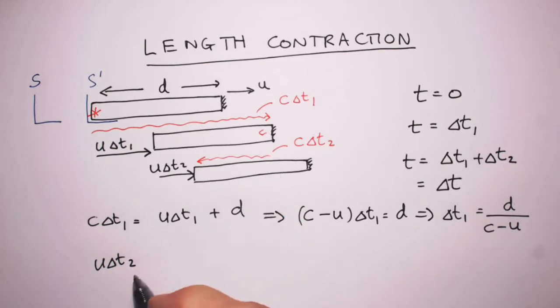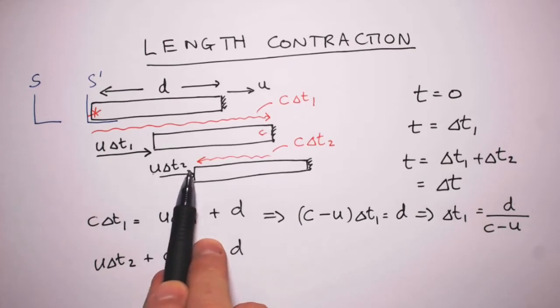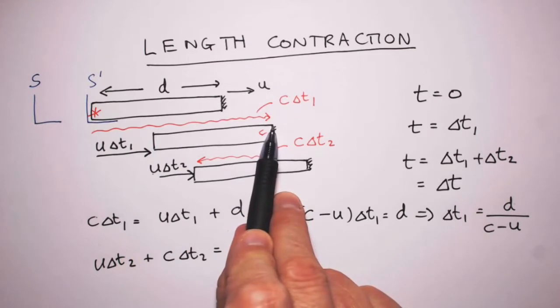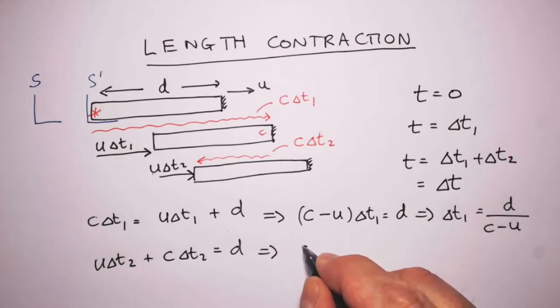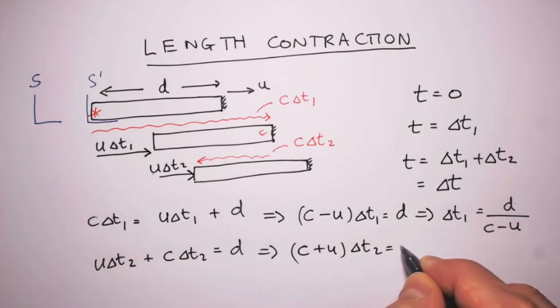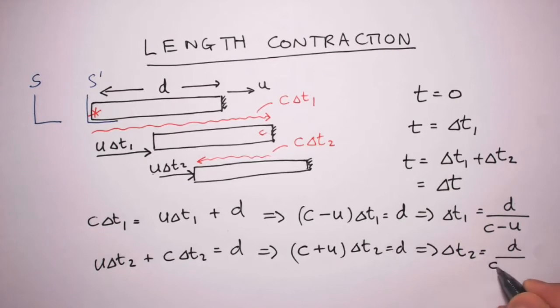During the second time interval, we have that u delta t2 plus c delta t2 is equal to d, because that distance plus that distance equals that distance, which is d. Therefore, we can solve for delta t2. We take out a common factor, and we have c plus u delta t2 equals d, and therefore we have an expression for delta t2, which is equal to d over c plus u.